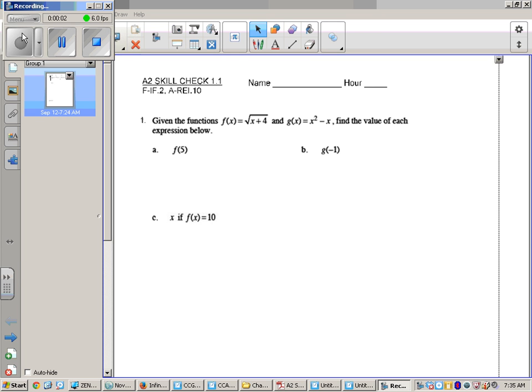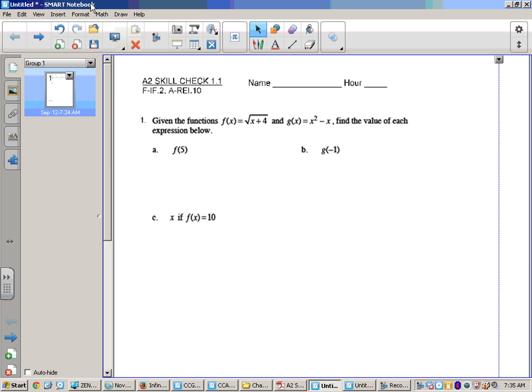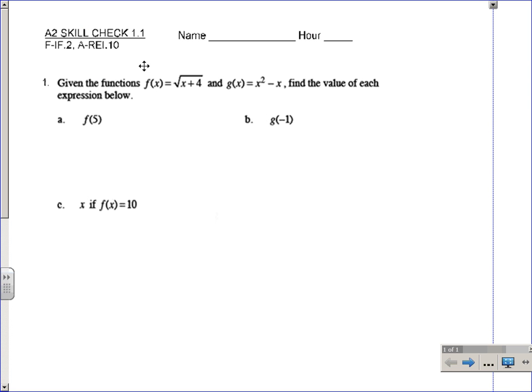Okay, we are going to do skills check. Let me minimize that recorder and go to full screen. We're going to look at skills check 1.1. Given the functions f of x equals square root of quantity x plus 4 and g of x equals x squared minus x, find the value of each expression below.